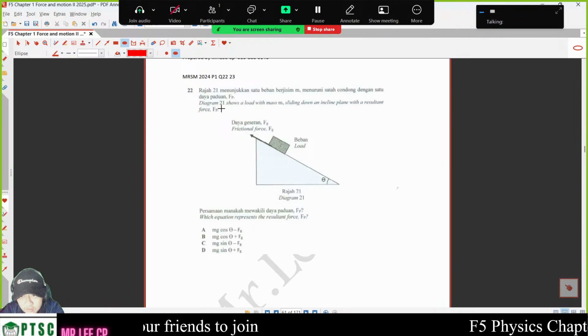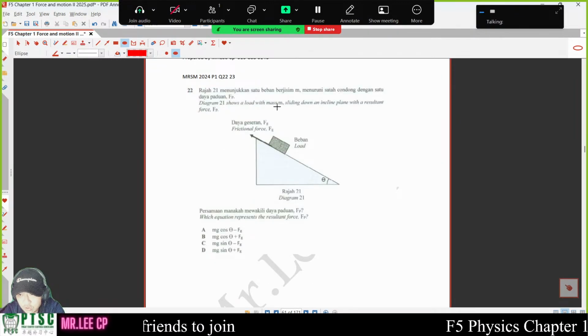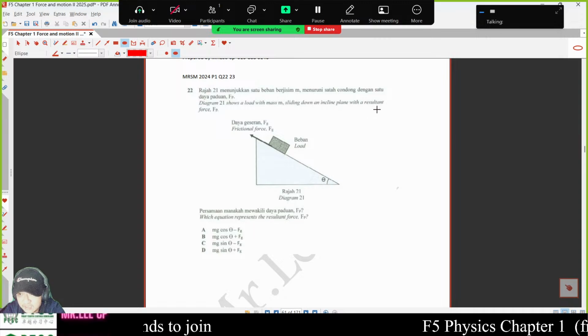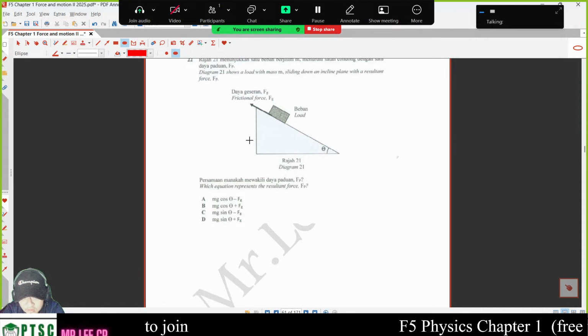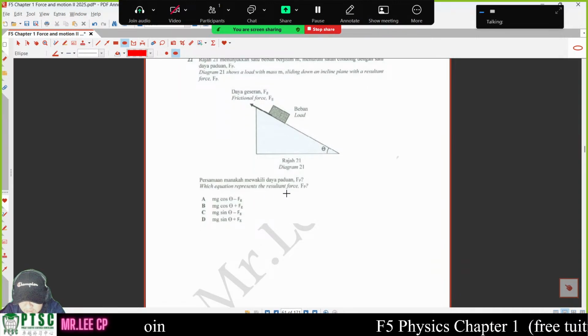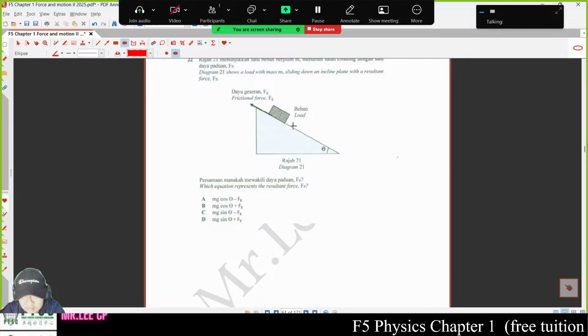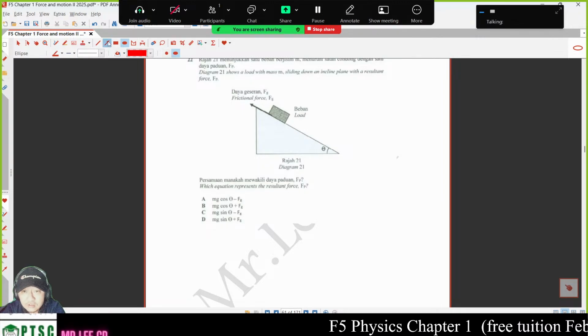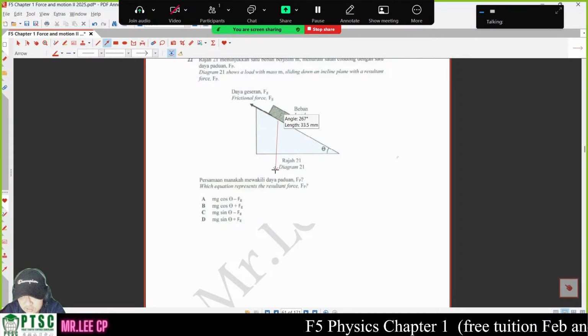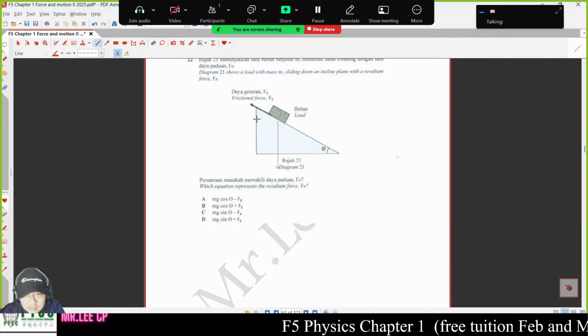Now, diagram 21 shows mass M sliding down the inclined plane with a resultant force. Which of the equations represents the resultant force? For the resultant force, you need to label all the forces in first, right? And then this theta in.